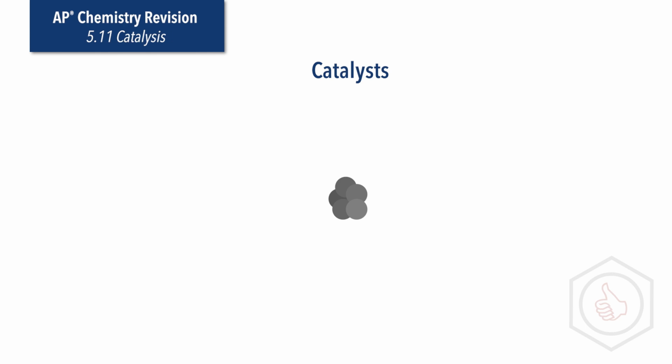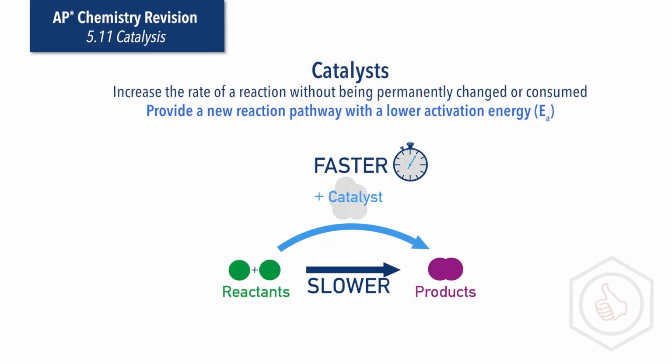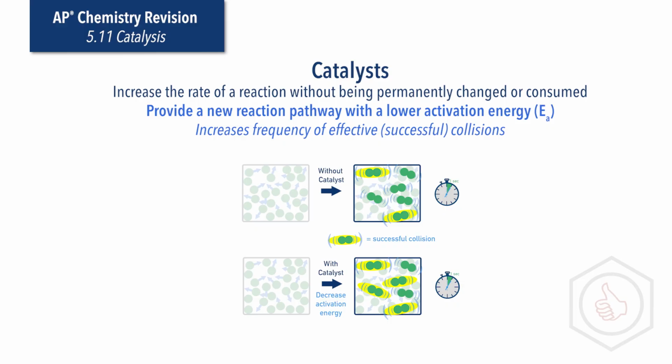A catalyst is a substance that speeds up a chemical reaction without being permanently changed or consumed. Catalysts work by providing a new reaction pathway that has a lower activation energy barrier than the uncatalyzed pathway. This increases the frequency of effective or successful collisions between reacting particles and makes the reaction proceed faster.